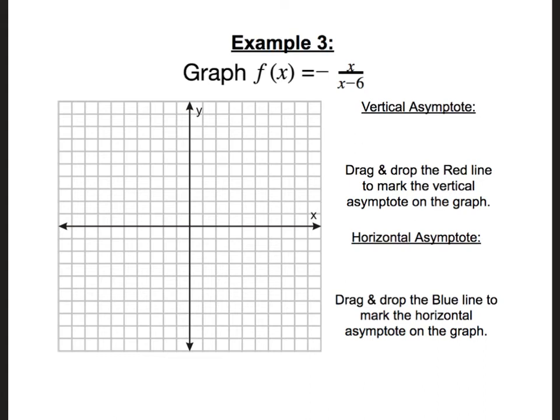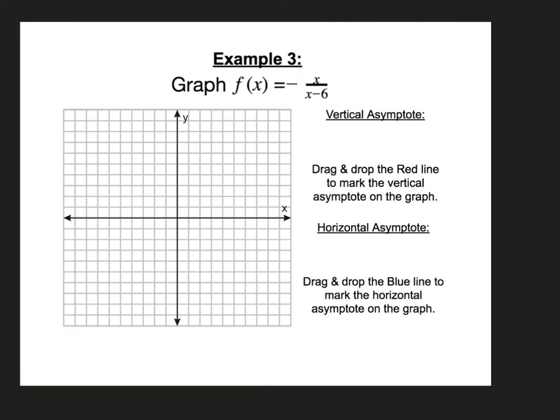Hello, we're doing 4-2 day 1, example 3. We're going to graph f of x equals x divided by x minus 6. Again, remember, we're going to start with our vertical asymptote.